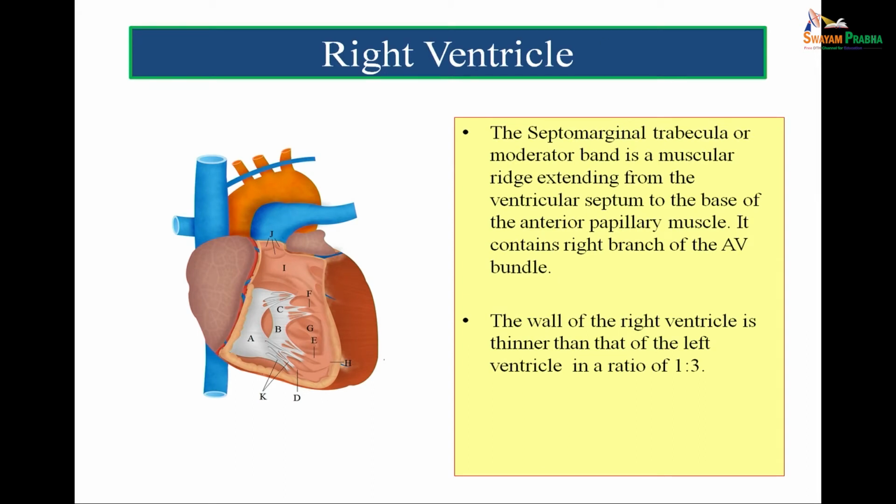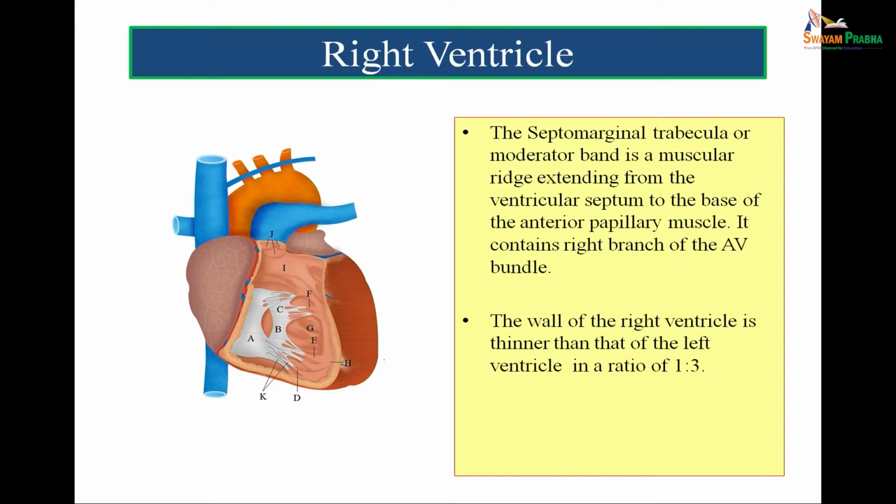So, the right ventricle has got another very interesting feature, that is the septomarginal trabecula or the moderator band. One can see the septomarginal trabecula here, a muscular band extending from the ventricular septum to the base of the anterior papillary muscle.